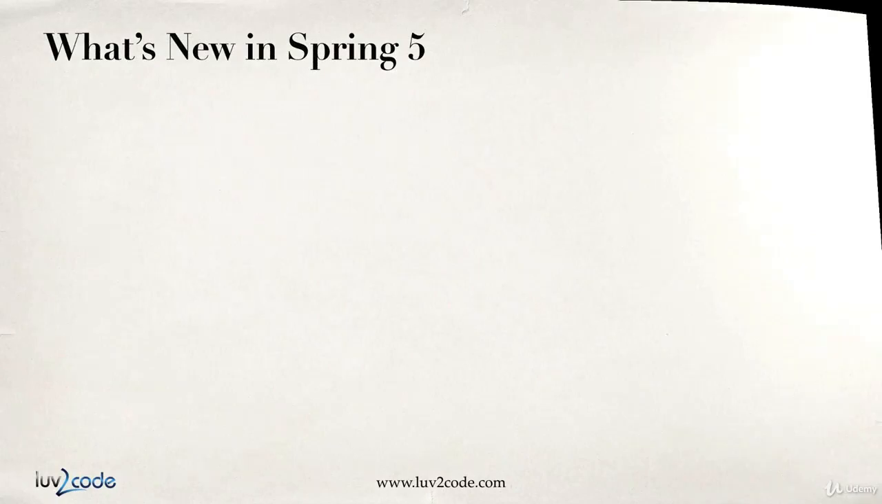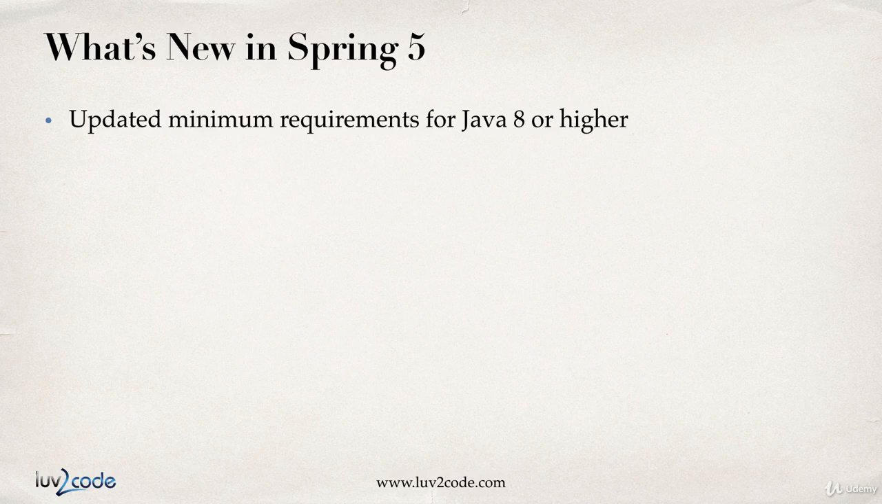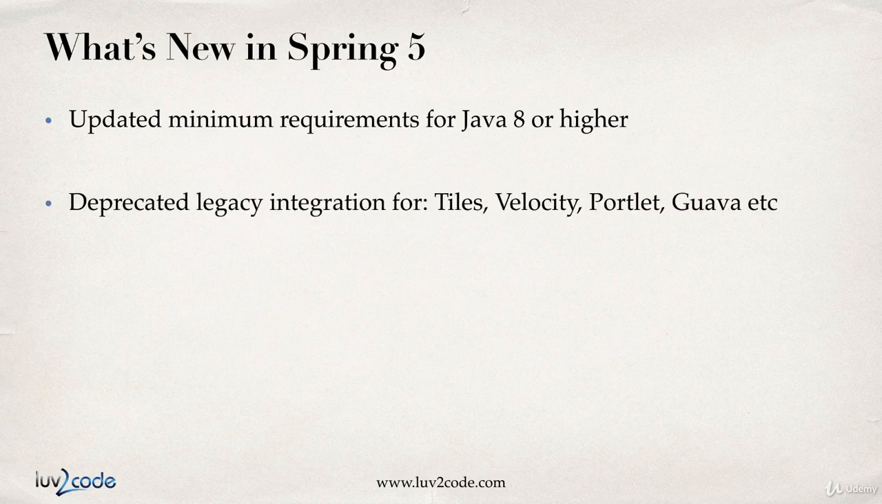And so you may wonder, what's new in Spring 5? Well, one item here is that they upgraded the minimum requirements of Java to Java 8. So in order to use Spring 5, you must use Java 8 or higher. They also deprecated legacy integration for some old third-party projects, like Tiles, Velocity, Portlets, and so on. They removed support for those.